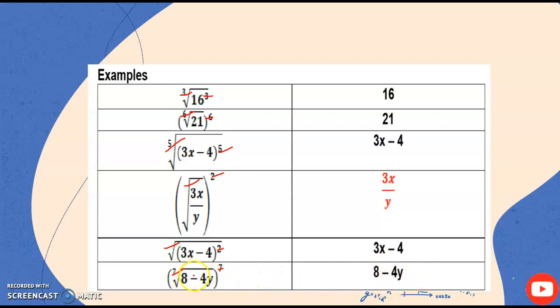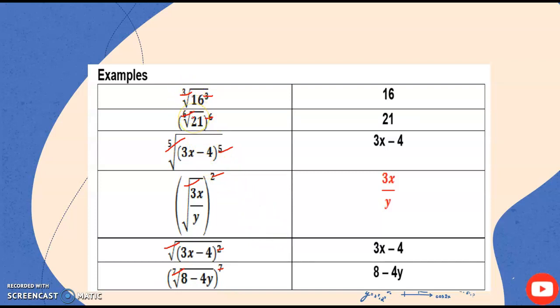Alright, so if you notice, the exponent here is inside the radicand, and this one is outside the radicand. Basically, if you put this 7 inside the radicand, it's just the same, right? You can cancel it.